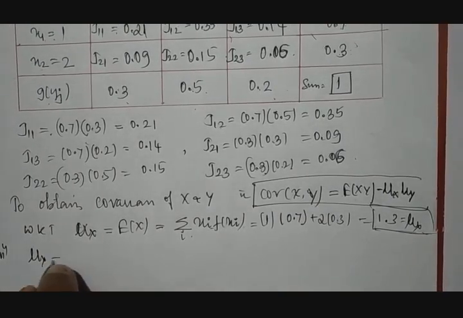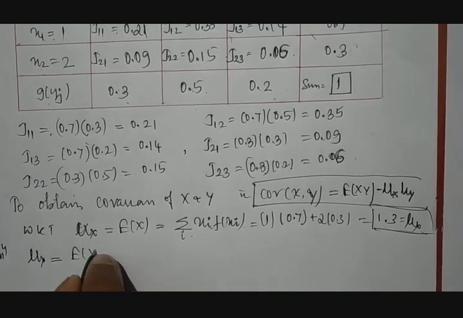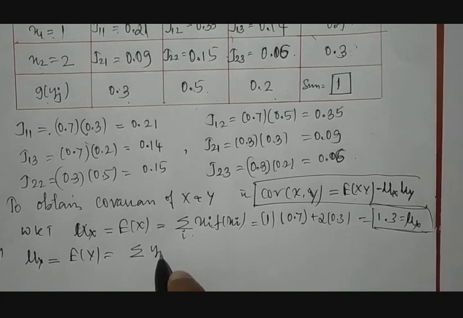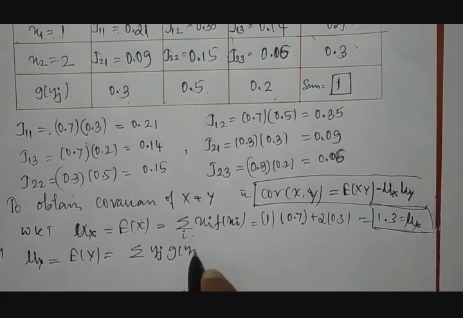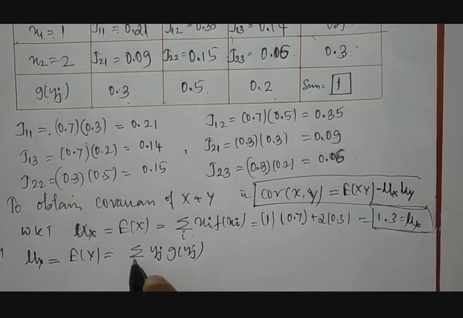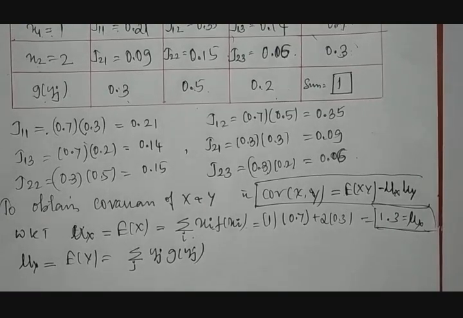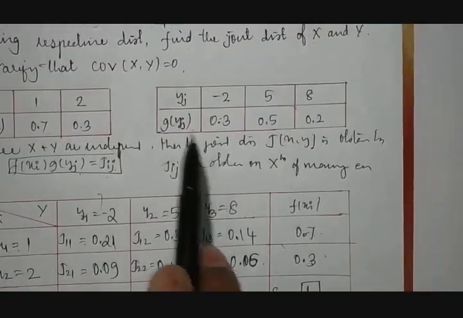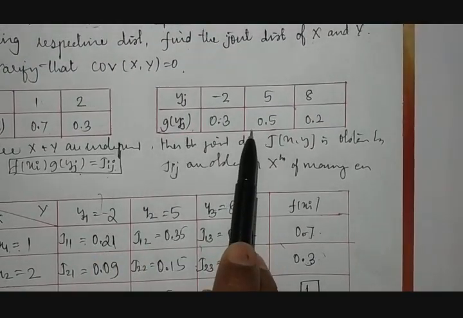Similarly, mu y is nothing but expectation of y. What is the formula for that? Summation of yj into g of yj, where the things may come from j. Then how do you calculate this? Don't take a joint probability table to calculate this. Take individual table, that is called as marginal table.